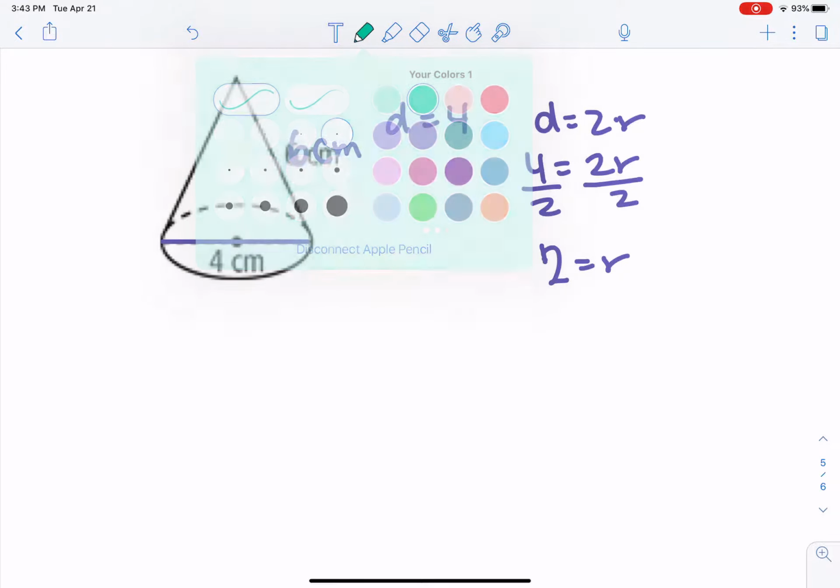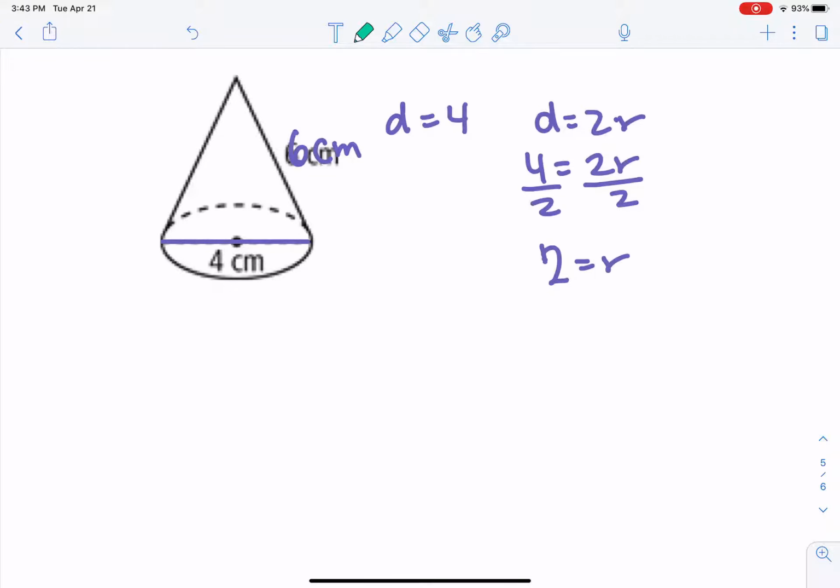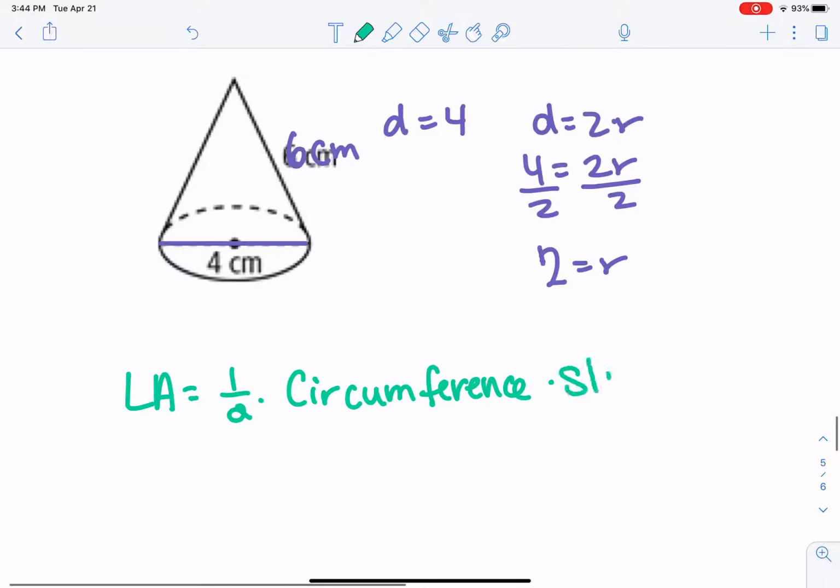So if I want to find the lateral area, again, if you think of a birthday hat or a waffle cone, it would be the amount of material that you're using. So that's kind of the application. So this lateral area would be 1/2 times circumference times slanted height. The slanted height is 6 in this case.